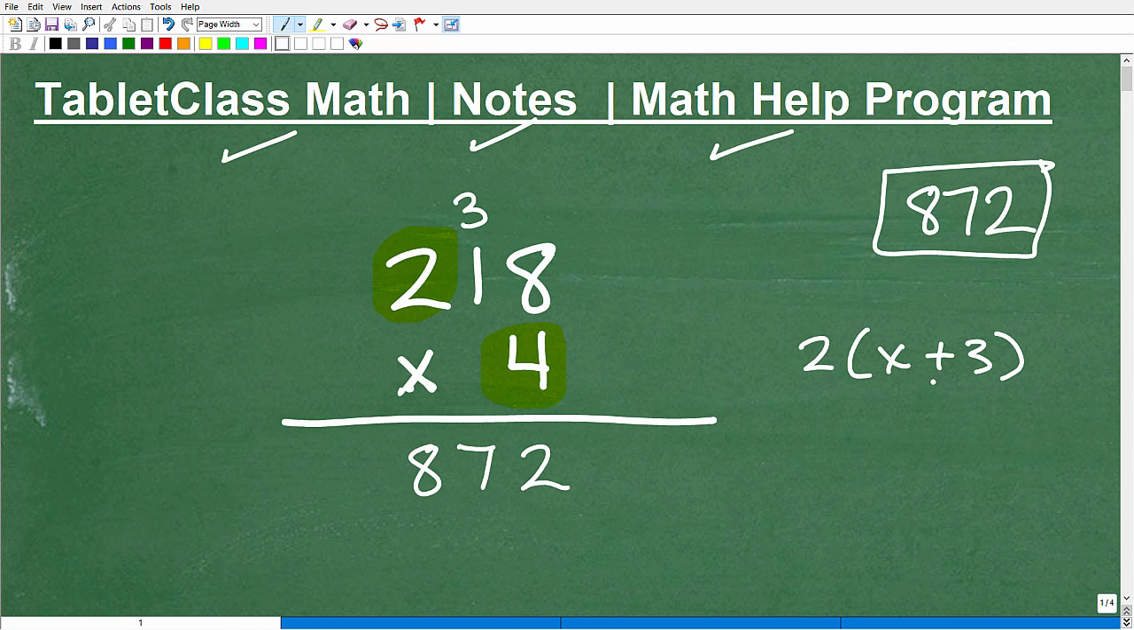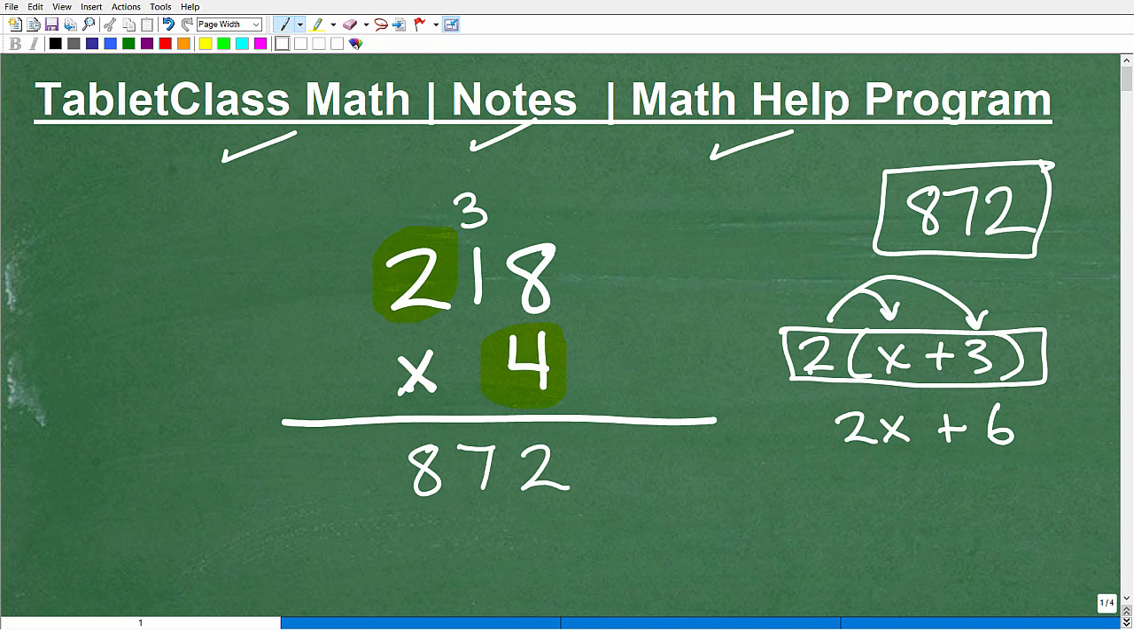In algebra, I can use something called the distributive property, and what I'm going to do is distribute that 2 times this x, so that's going to be 2x, plus this 2 times this 3, that is going to be 6. So when I'm looking at a situation like 2 outside of a sum like this, I can write it this way. And you need to do that in algebra. But basically, it's another way of doing multiplication.